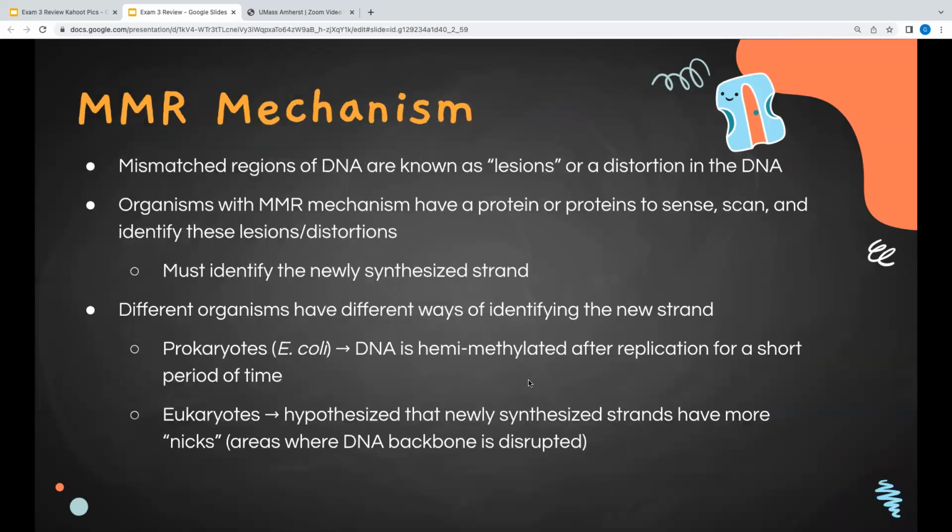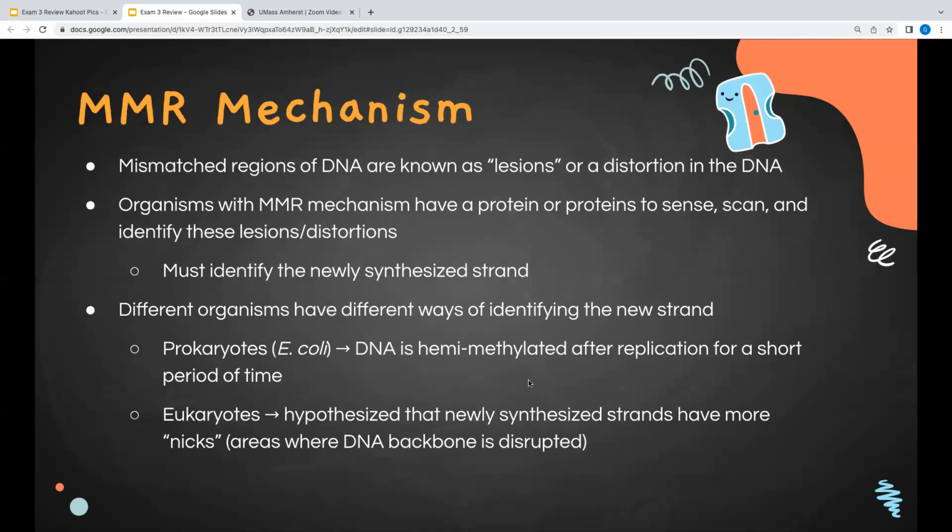Yeah, so it has to occur immediately after DNA replication because you need to be able to tell which one's the parent strand and which one's the newly synthesized strand. Otherwise, you're going to get problems. And so how do cells recognize which is the newly synthesized strand? It does it through 2 mechanisms. If you're a prokaryote, you probably use methylated strands. So bacteria methylate their DNA to protect themselves against viruses.